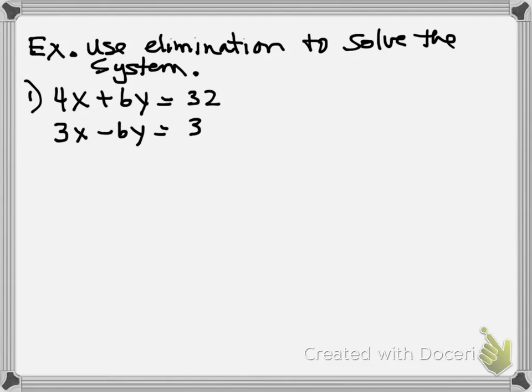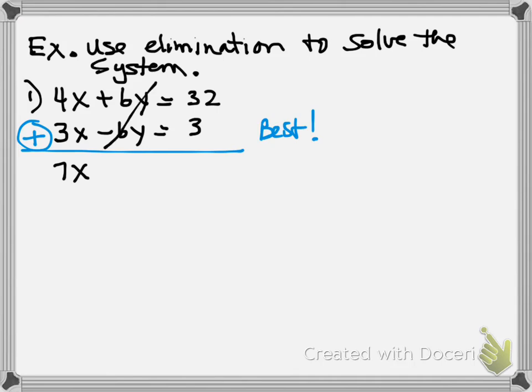Now I have the same variable y, same coefficient 6. Now my question is, how about signs? They're opposite. So this is the best case scenario. Because what do I get when I add opposites? You get 0. That's right. So it eliminates the variable. So this is best. Yay! So what happens when I add 4x plus 3x, combine like terms, we get 7x. The y's are opposites, so they zero out. On the other side, I get 32 plus 3 is 35. And I'm left with this one-step equation to solve. Divide by 7, x equals 5.